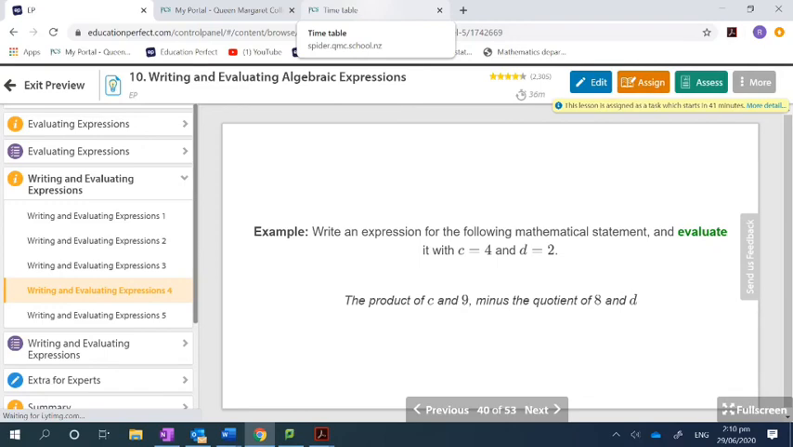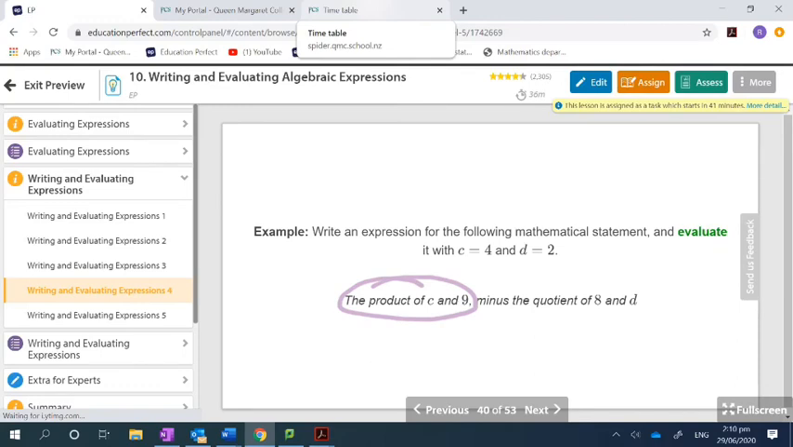Hi, Olivia. So you and I are going to do the first part of it. The first part says that we're looking for the product of C and 9. What does product mean? What operation is that? Product means times, multiply, right? Good job, okay?